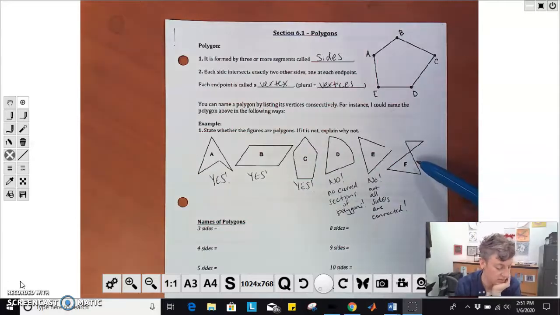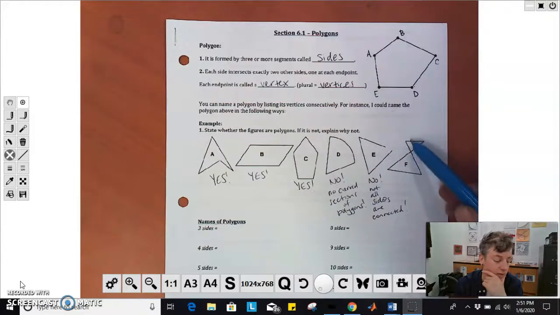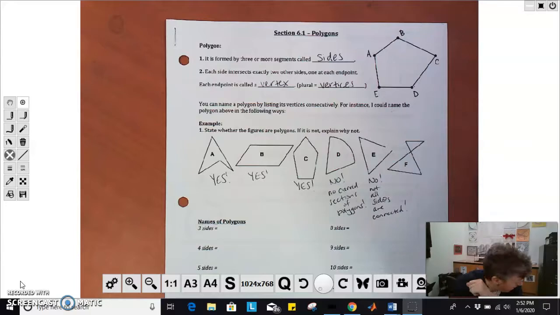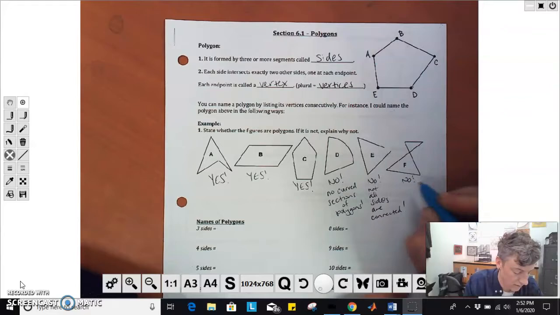And F. Is this a polygon? Well, it's definitely got more than 3 sides. But in this case, some sides intersect more than 2 sides. Like this side here intersects 1, 2, 3, 4 sides. No dice. The segments can't cross, because then they intersect more than 2 sides. Cannot cross.